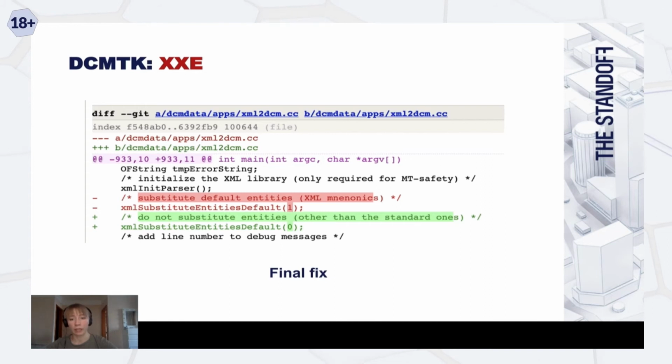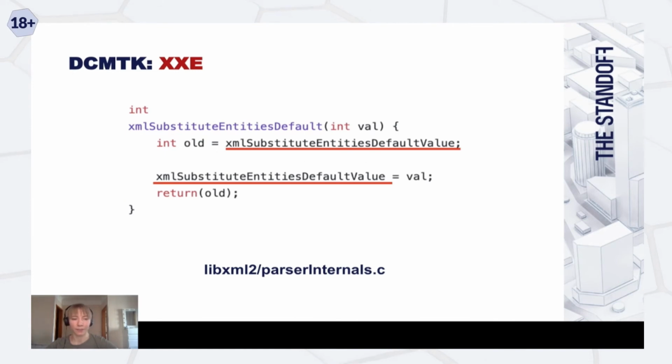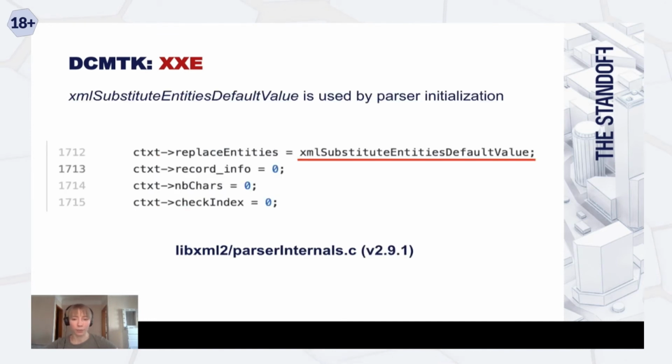And the final fix of the bug looked like that. The vendor just changed the entry value from 1 to 0. So what is this function responsible for? It actually changes some global variable. Then this global variable is used to initialize the XML parser.